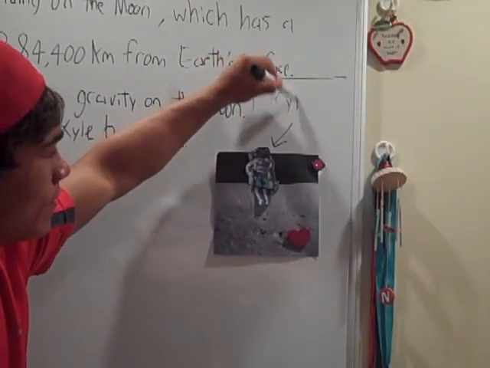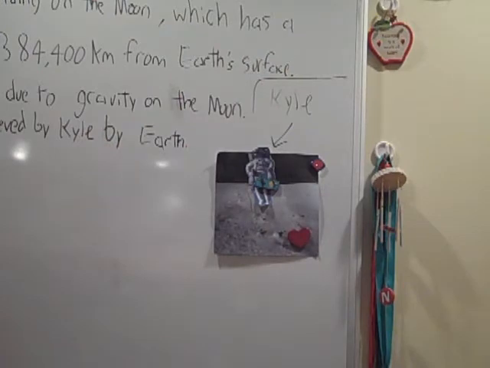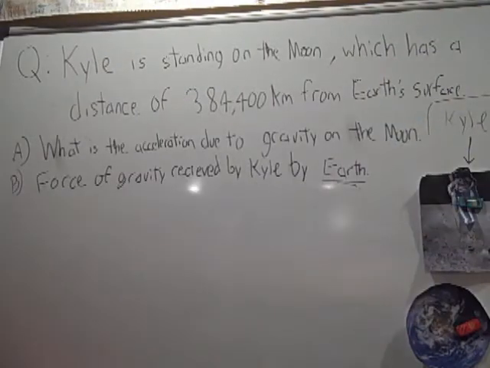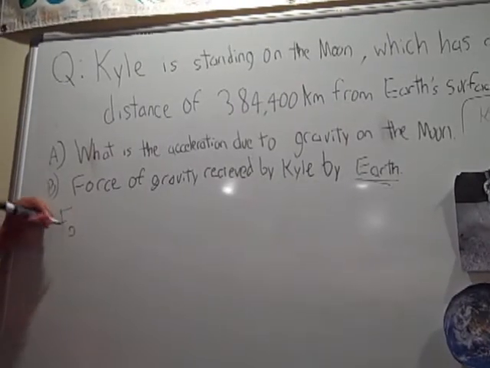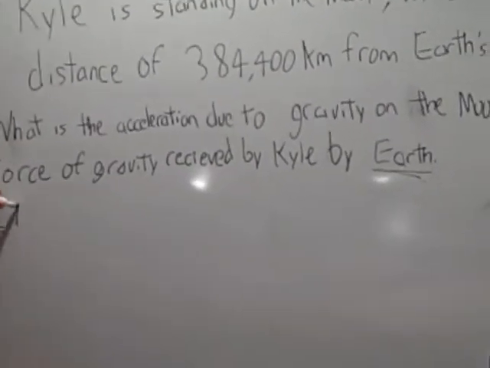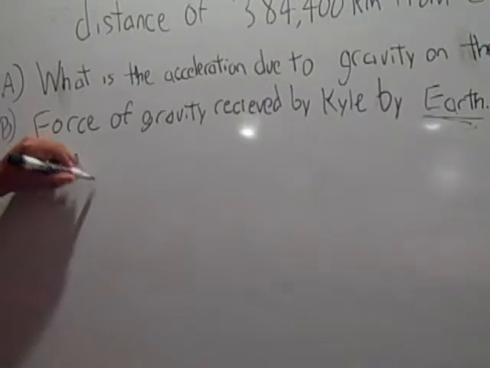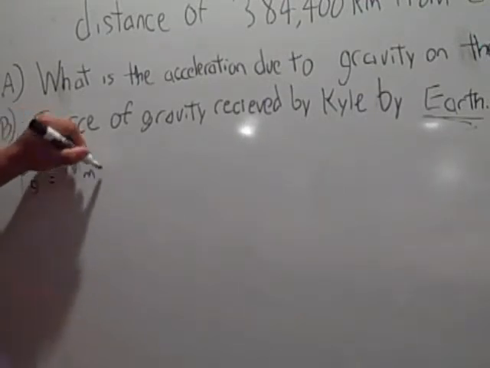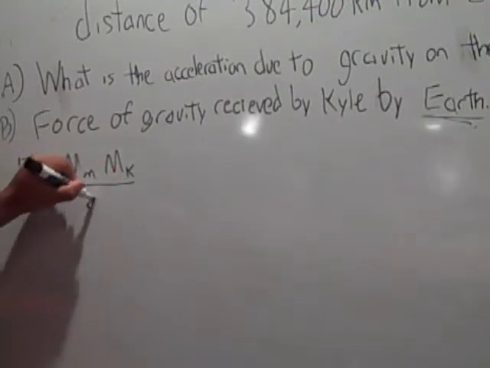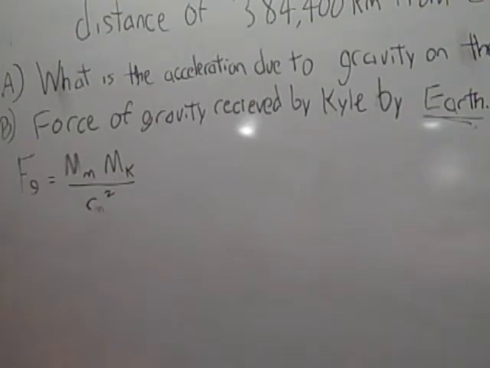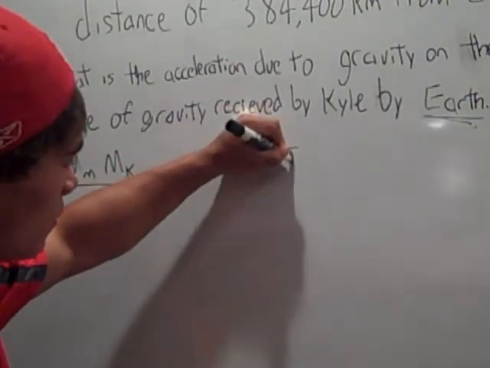Here's my picture. This is Kyle, first black astronaut on the moon. So the acceleration due to gravity, we can set up F of G equals mass of the moon, so we do little m for mass of the moon, times the mass of Kyle over the radius of the moon squared. So force of gravity, using Newton's second law, we can apply that.